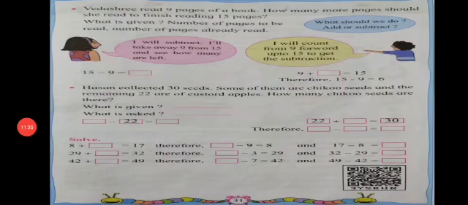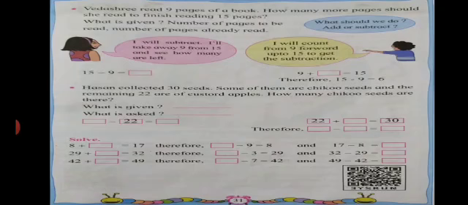Now in this case, what should we do? Add or subtract? We should subtract. For subtracting, we can take away 9 from 15, like 15 minus 9, or count forward from 9 up to 15. 15 minus 9 is equal to 6.